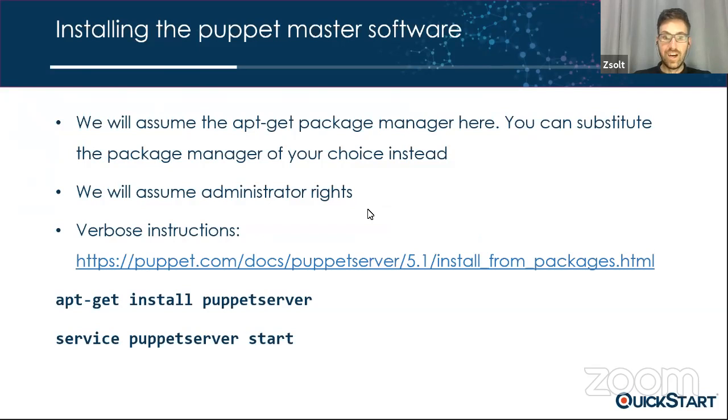So how to install the Puppet master software? I'm using the apt-get way of installing, but you can substitute your package manager with it. You can use yum, you can use anything in Linux. Remember, you have to use Linux. That's very important because Puppet Master cannot be installed on other operating systems. So you have to install the Puppet server and you have to start the service. It's a relatively straightforward process, and you also have the link and the slides that might be available to you.